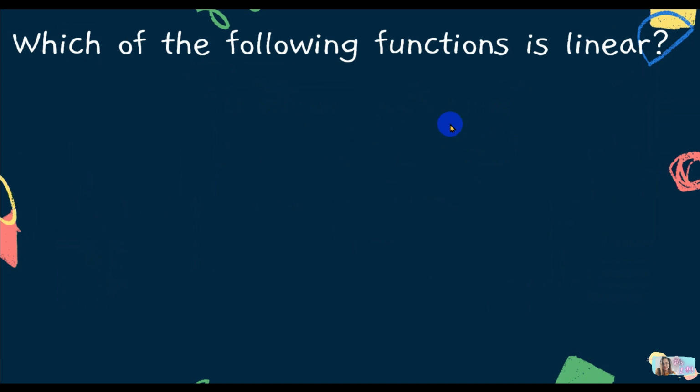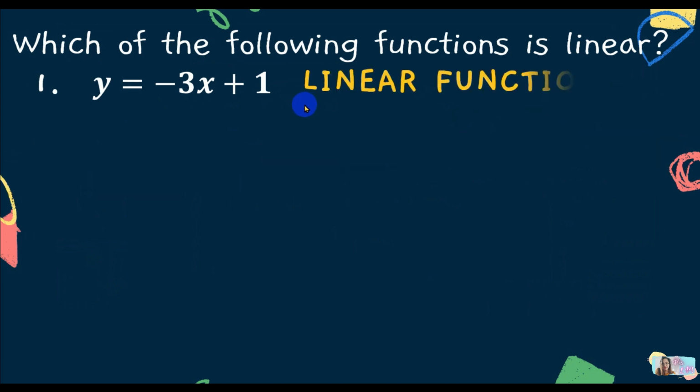So, now, which of the following functions is linear? Alin nga ba dito ang pwedeng makonsider as linear or hindi? So, first, y is equals to negative 3x plus 1. Is this a linear function or not? So, yes, this is a linear function. Okay, so why do we consider this as a linear function? Again, pasok po siya dun sa ating definition wherein we have an equation that is in the form of slope-intercept form. Y is equals to mx plus b.